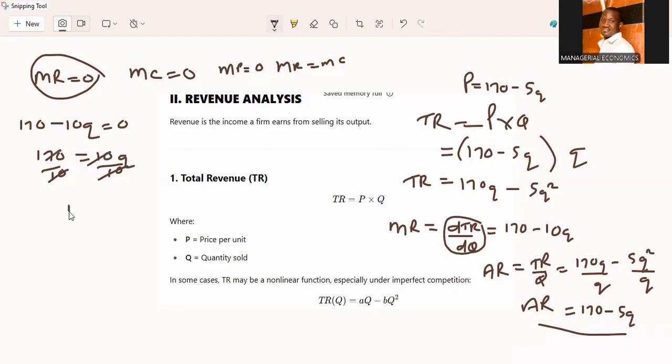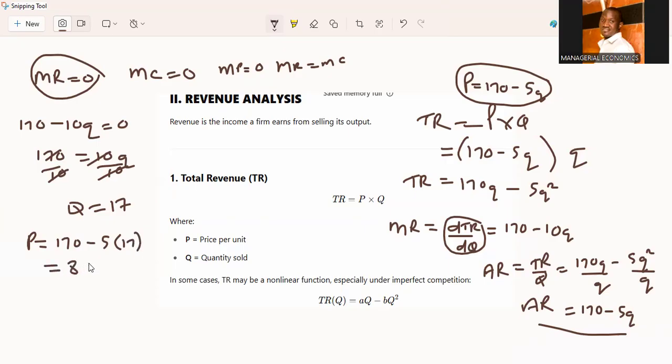So quantity is equal to 17. But when you're asked to maximize, you need to find both the quantity and the price. How do you find the price? You go back to the original price that has been given. To find the value of the price, you say 170 minus 5Q. Where there's Q, you put 17. So you're going to find your price as 85. This carries about 5 marks, so you need to know how to maximize in that context.